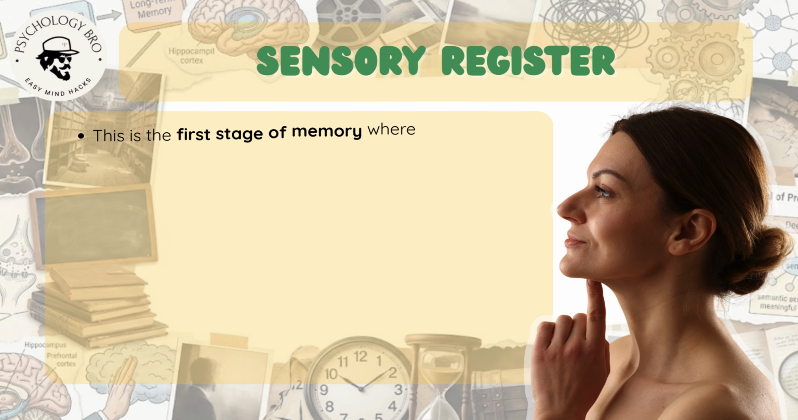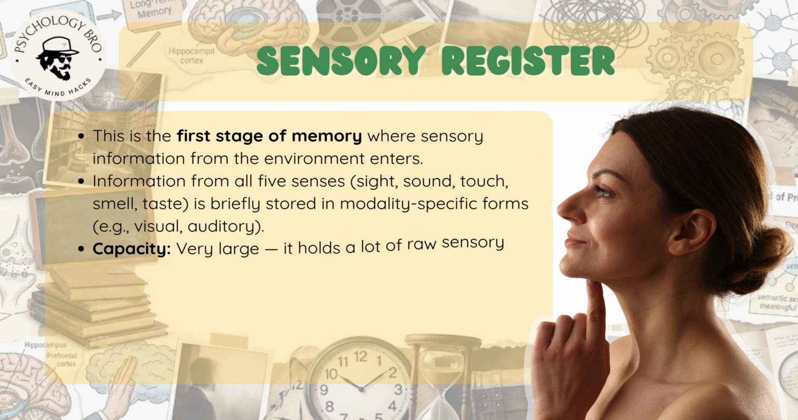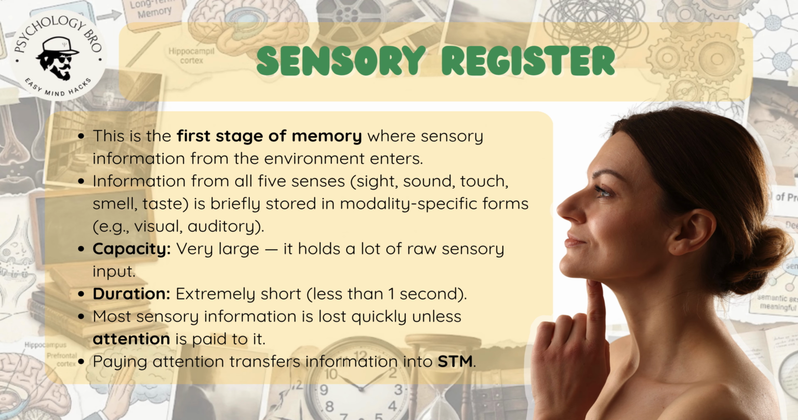The first store is the sensory register. This is the first stage of memory where sensory information from the environment enters. Information from all five of our senses, sight, sound, touch, smell, and taste, is briefly stored in modality-specific forms, such as visual or auditory forms. The capacity of the sensory register is very large. It holds a massive amount of raw sensory input. However, its duration is extremely short, lasting less than 1 second. Because of this, most sensory information is lost quickly unless attention is paid to it. Paying attention is the crucial step that transfers information from the sensory register into our short-term memory.